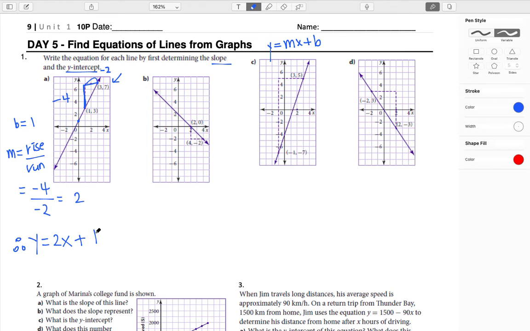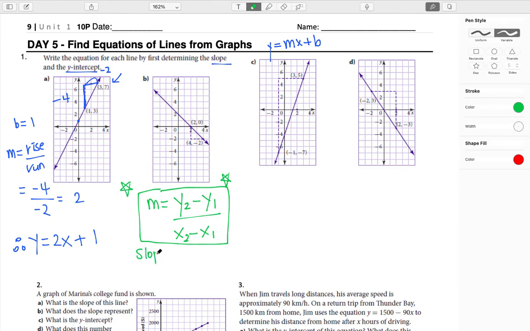Okay? Now another way to find slope is to pick 2 points and use the formula m is equal to y2 minus y1 over x2 minus x1. This you must memorize and understand. This is the slope using 2 points. Finding slope using 2 points. Okay. So in this case, point 1 will be x1, y1, and point 2 will be x2 and y2.